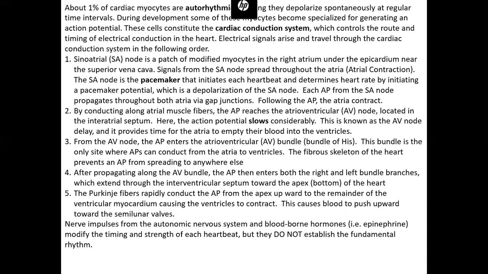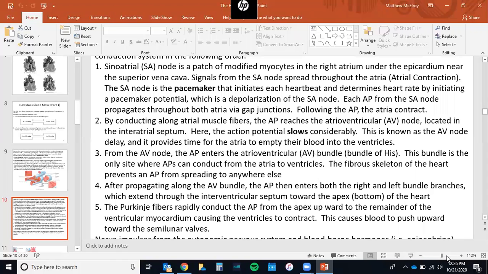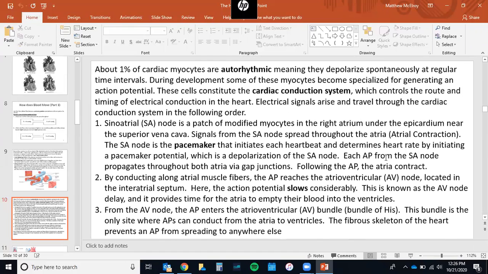Gap junctions allow for the nerve signal to go from cell to cell, but where does that nerve signal originally come from? Well, let's talk about that on this slide. So, I pulled it off here so you could see that top term in case you needed to fill it in. Top term is autorhythmic, which we've introduced before back in that lecture on muscles.